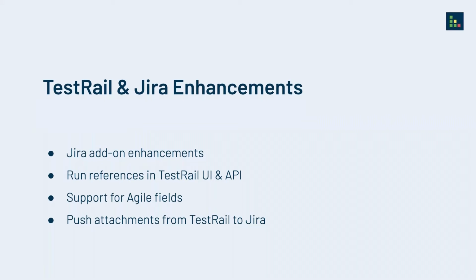So we made some enhancements to the Jira add-on itself. We introduced run references in the TestRail user interface and the corresponding TestRail API endpoints. We introduced support for a couple more fields when pushing issues through to Jira from TestRail. And we also introduced the capability to include attachments when creating issues to push into Jira from TestRail.